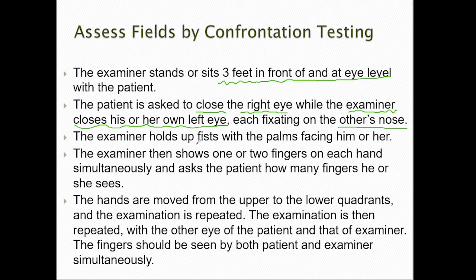Then put the fist with palm facing here, and show 1 or 2 fingers, and ask the patient if they can see them at the same time. If the practitioner can see it and the patient can see it at the same time, that should be normal. Then look in different directions, upward, downward, and we can see how big the vision field is. After finishing one eye, change to the other eye. So that's basically the test for the vision field. That's one test we can do.